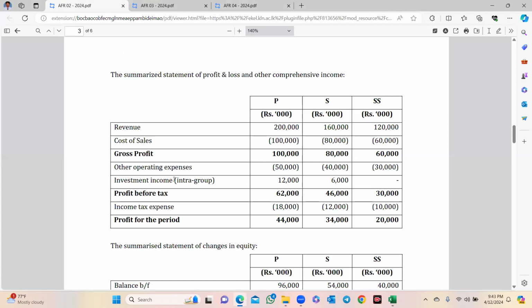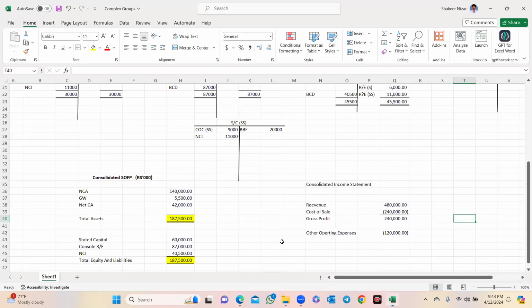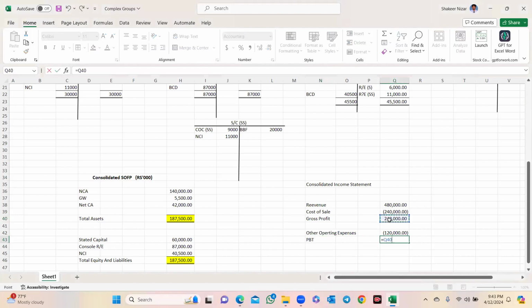In consolidation, we do not recognize intragroup investment income. So remember that, we do not recognize such investment income. So profit before tax, PBT, is this minus this. It is 120,000 again, profit before tax.